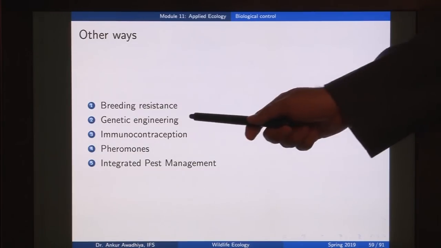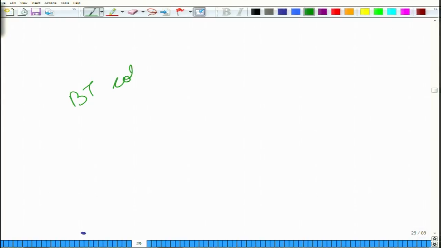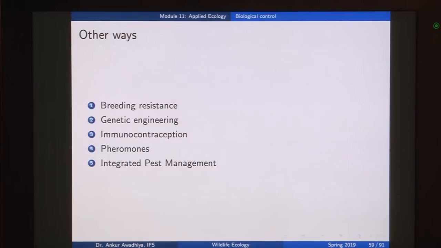The second option is that of genetic engineering. You would have heard of BT cotton. When we say BT cotton, BT refers to a particular bacterium known as Bacillus thuringiensis. This bacterium produces a protein known as a cry protein, and when insects eat this protein, it gets into their intestines and kills off those insects.